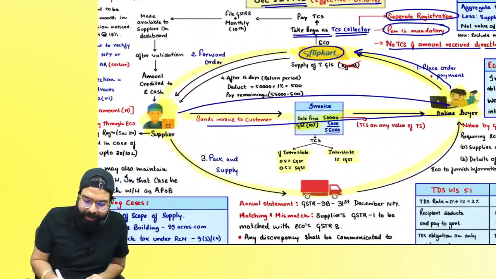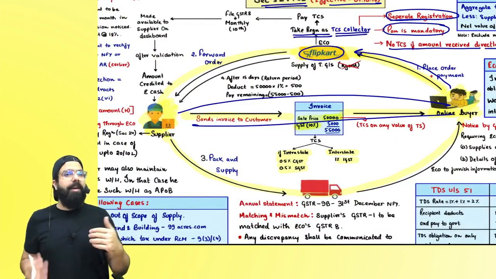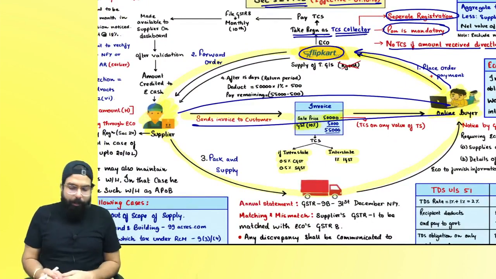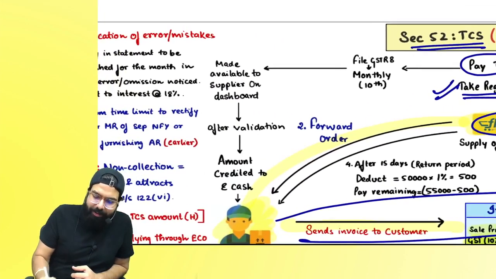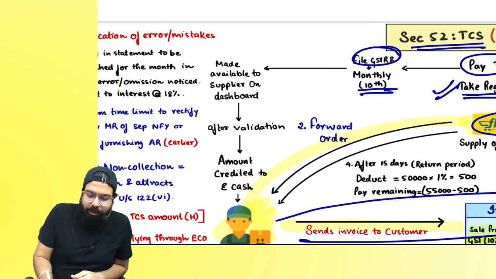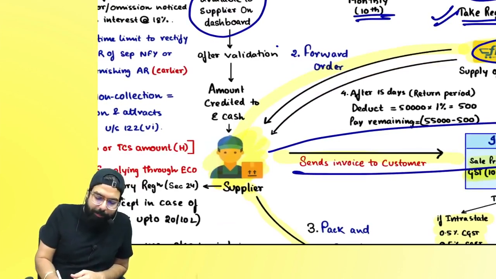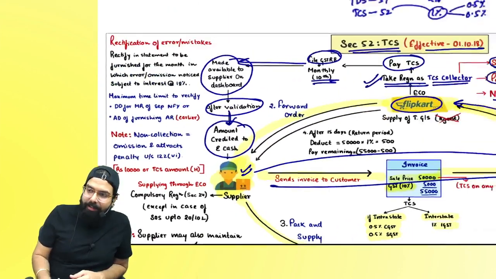No TCS if the amount is received directly by the supplier. He supplied, he received the amount. In that scenario, TCS will not be there. TCS provisions are applicable on e-commerce only when payment flows through the e-commerce operator. So the e-commerce operator will have to take TCS collector registration. He will have to pay TCS and file one monthly statement, which is GSTR 8, by the 10th of the next month, and the amount will be made available to the supplier on the dashboard. The supplier will do validation and the amount will be credited to his e-cash ledger.